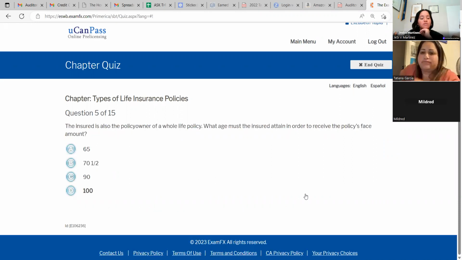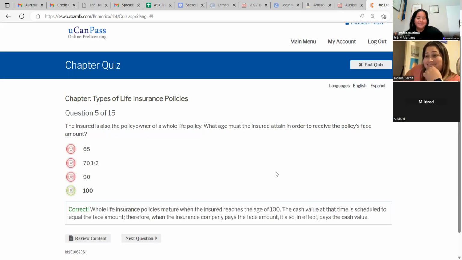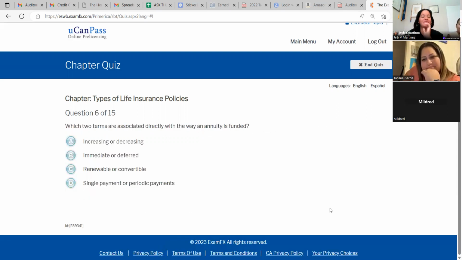The insured is also the policy owner of a whole life policy. What age must the insured attain in order to receive the policy's face amount? 100. Ellie says 100. Yes, with a little cane or a wheelchair, saying, give me my money. Oh, God. Okay, next question.